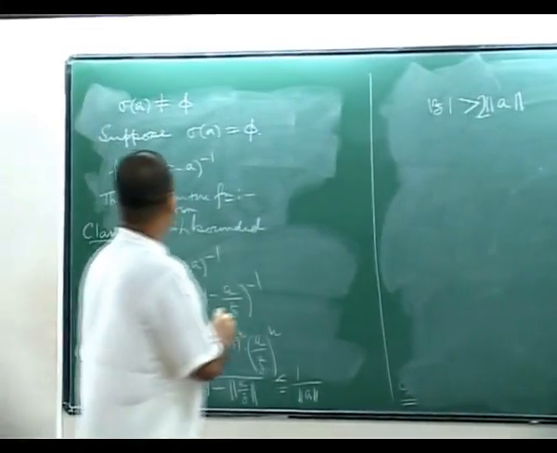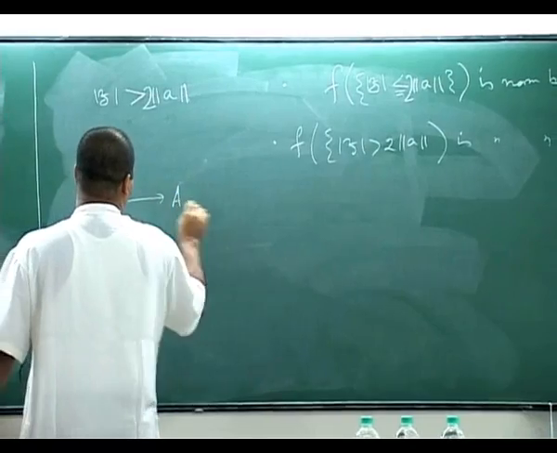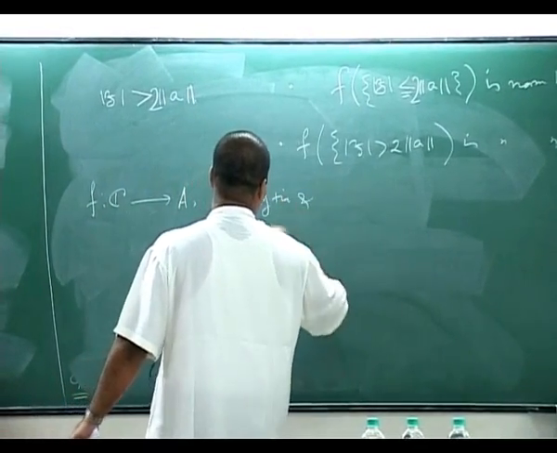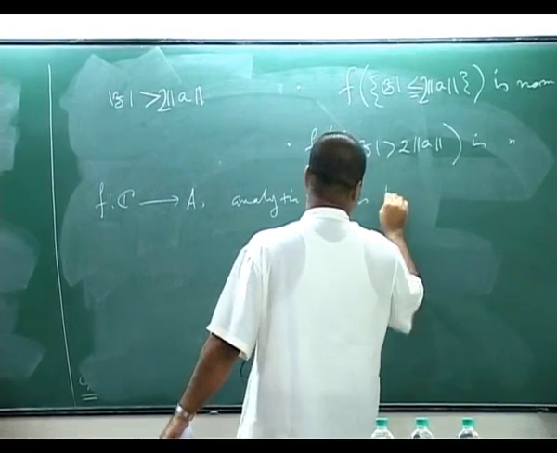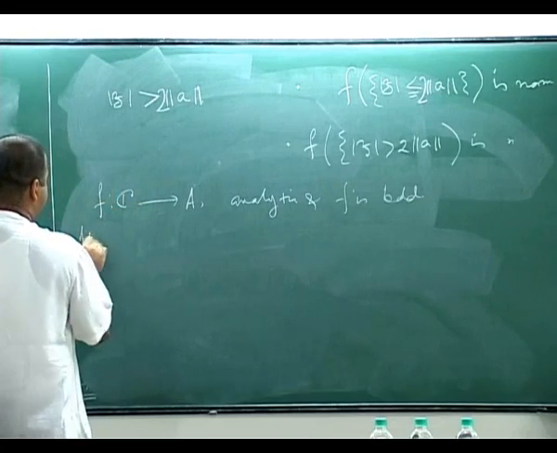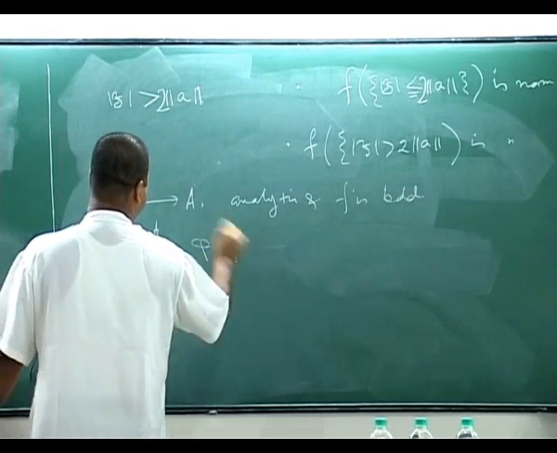Okay, so what we have got is a function f from C to A, which is analytic, and f is bounded. Now we take an arbitrary linear functional phi in A star and consider phi composed with f.